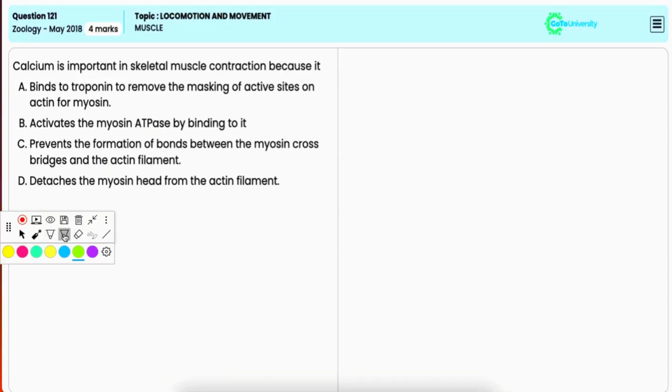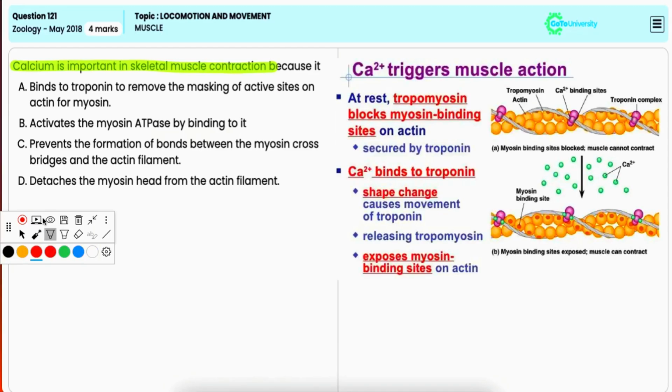In this question, you have to choose the option that represents the reason why calcium is important in skeletal muscle contraction. Option A, it binds to troponin to remove the masking of active sites on actin for myosin.